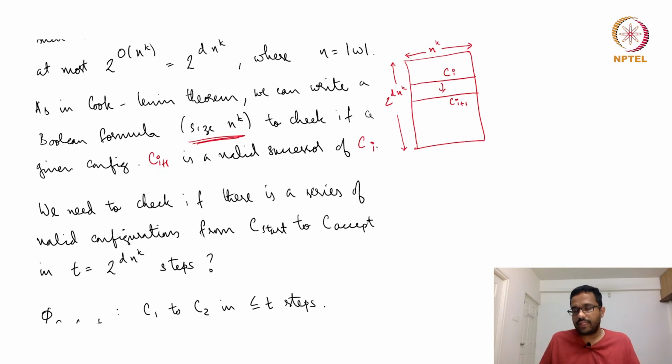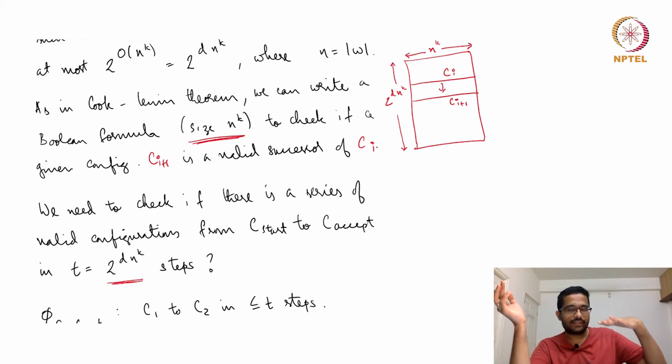So basically we need to check, we know the start configuration, right? Given a particular input, it's known. We know the accepting configuration. Again, we can force the machine to have a unique accepting configuration. And we need to know whether there is a path, meaning a sequence of configurations, from the start to the accepting. We know the maximum number of steps that we can have is 2 power d n power k steps. So can this table have a valid sequence of configurations such that the first is a starting configuration, the last is the accepting configuration, and every configuration is a valid successor of the previous configuration?